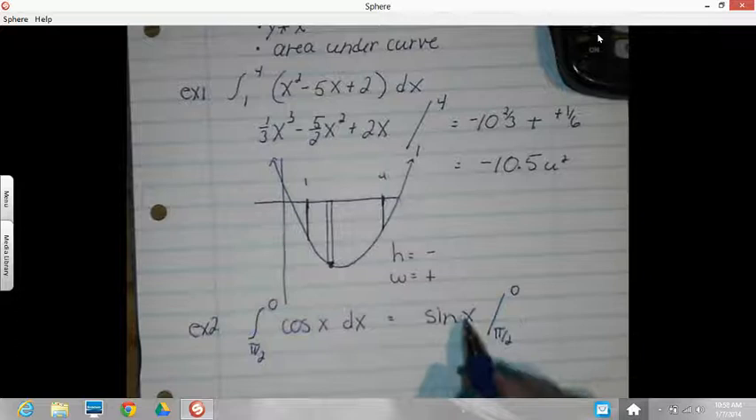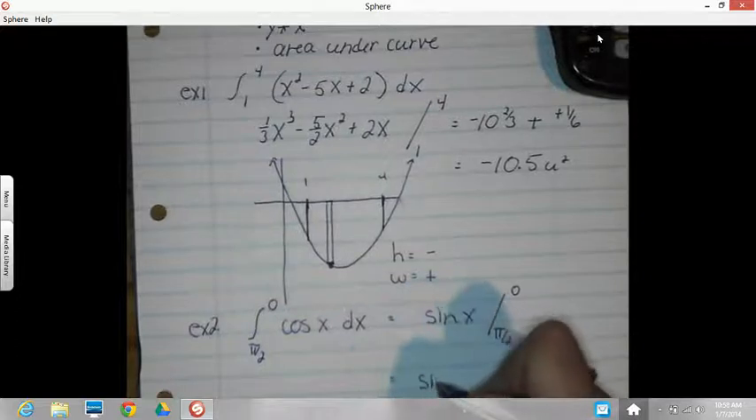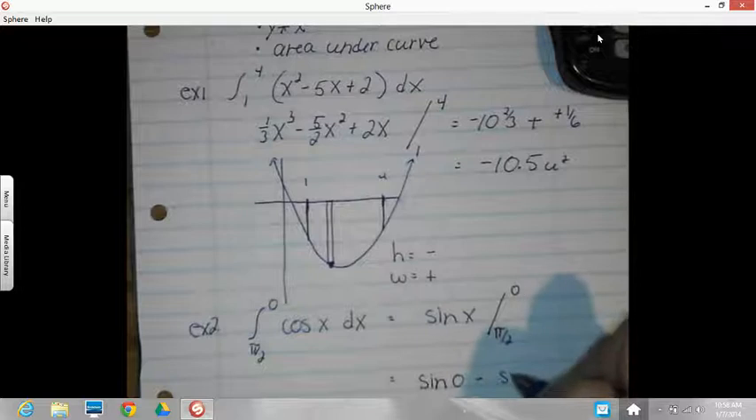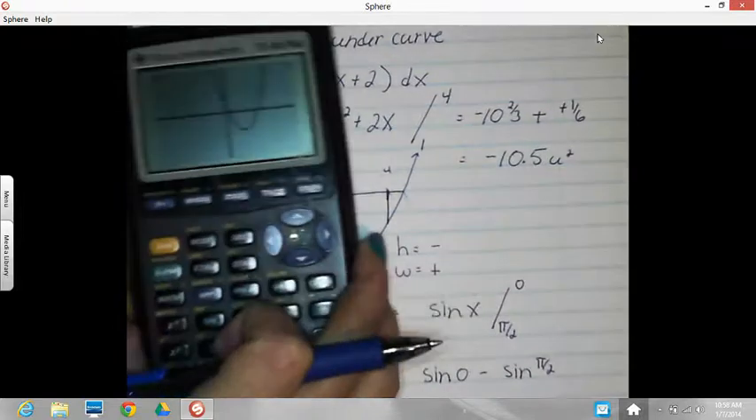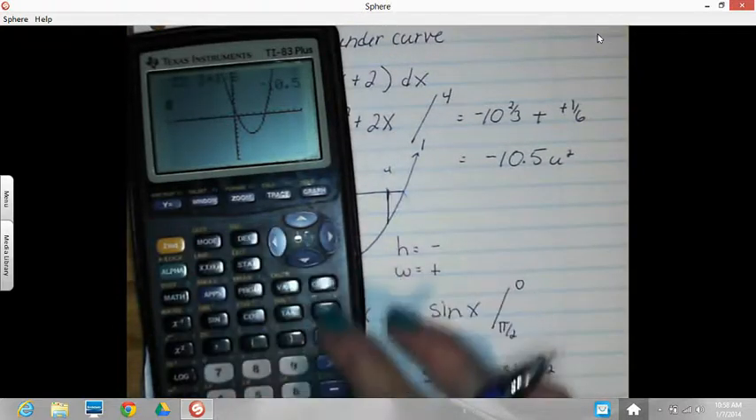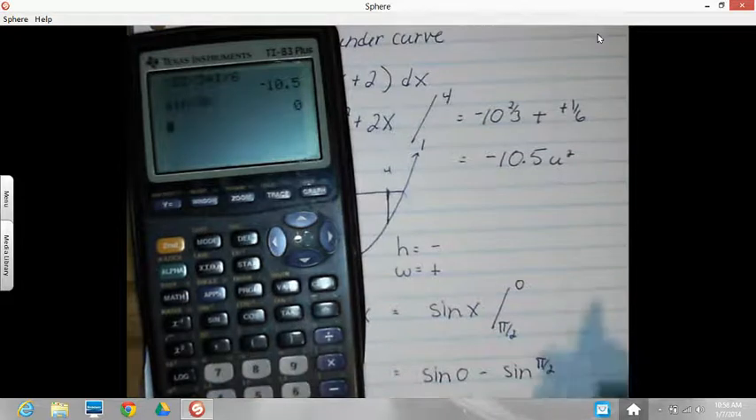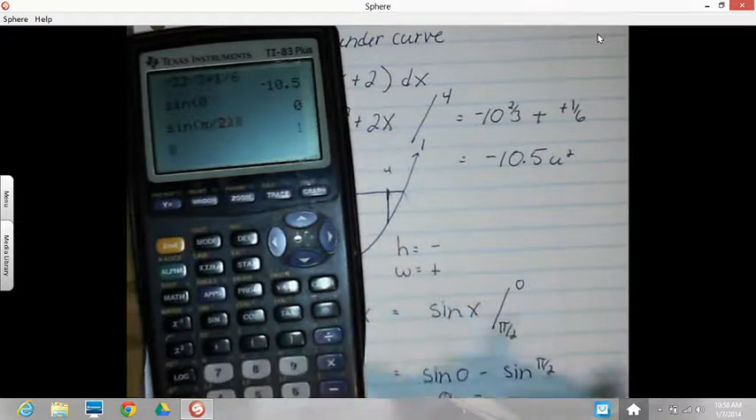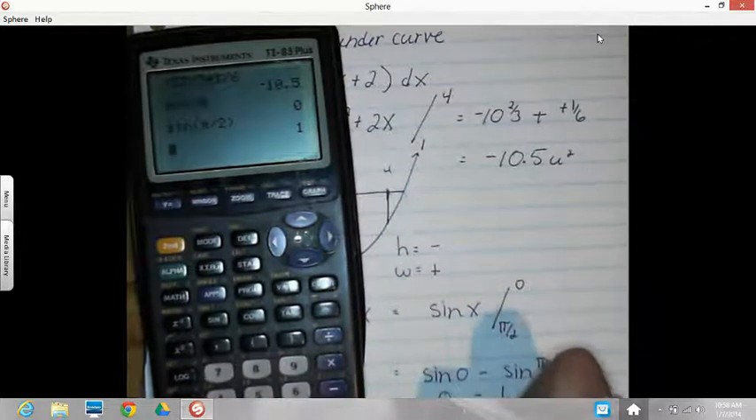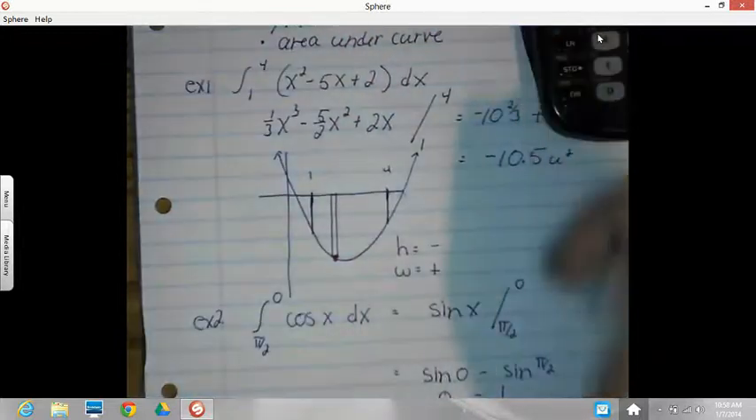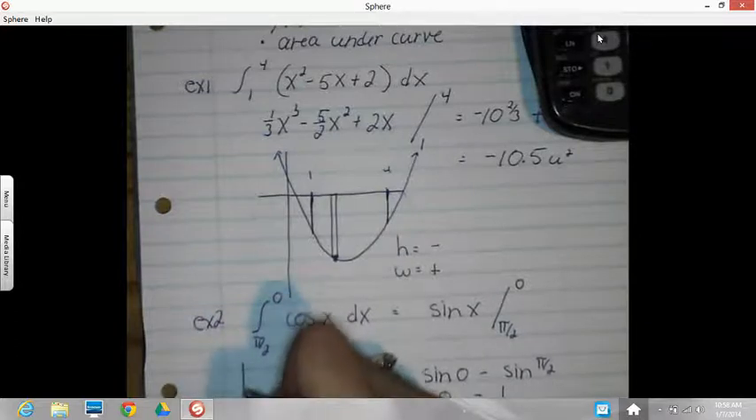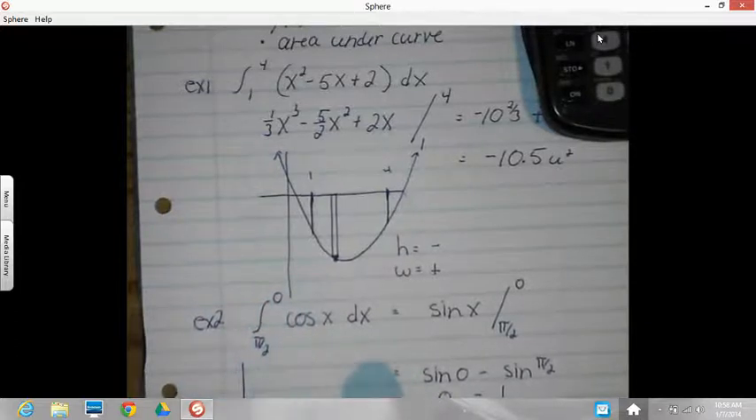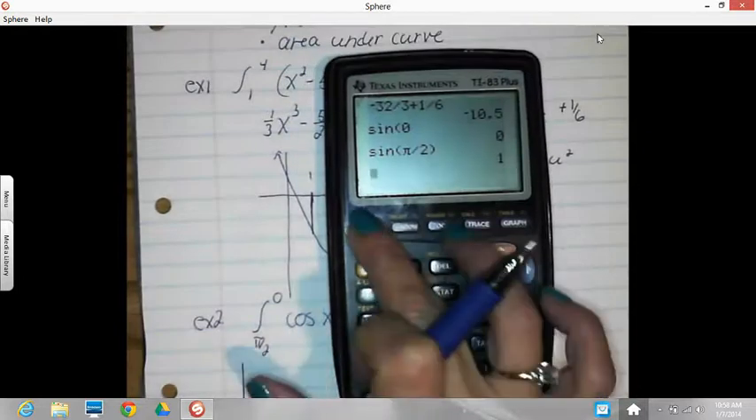Top boundary first. So sine of 0 minus sine of pi over 2. So sine 0 is 0. Sine of pi divided by 2 is 1. I get negative 1 for my integral. Let's see why it's coming up negative. So I'm doing y equals cosine graph.